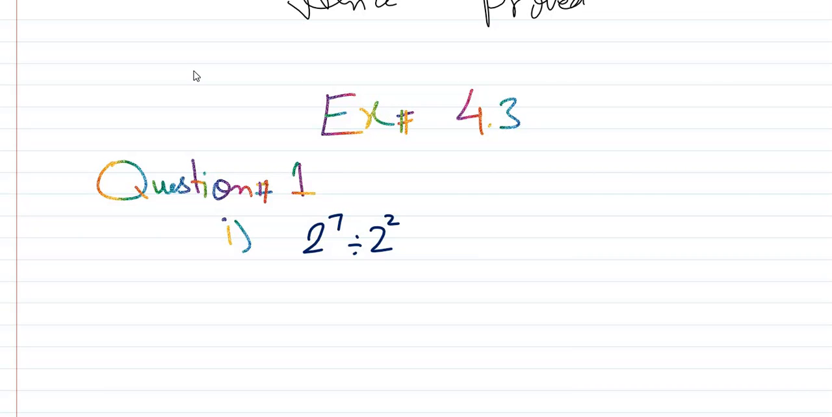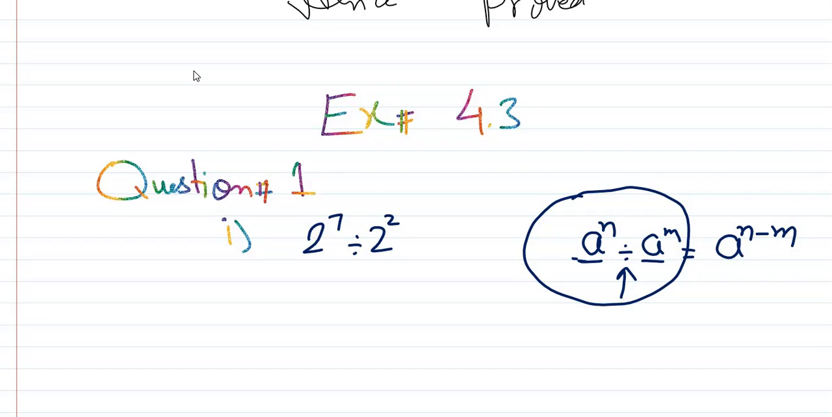That is, if a raised to power n is divided by a raised to power m, when bases are the same and dividing, powers will be subtracted, n minus m. This can also be written as a raised to power n divided by a raised to power m. Here these are also dividing; when bases are the same and dividing, powers will be subtracted. This is a rule.